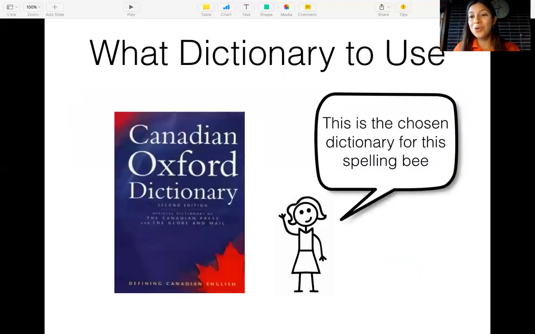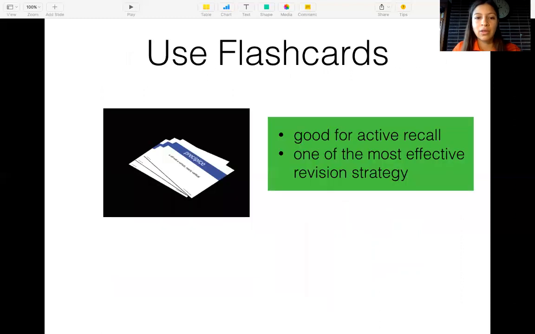Another important thing to keep in mind is to remember what dictionary we're using. We're using the Canadian Oxford Dictionary. Make sure you use this one because each dictionary is going to be slightly different and have different examples and descriptions or definitions. This is where we're going to get our definitions from: the Canadian Oxford Dictionary.